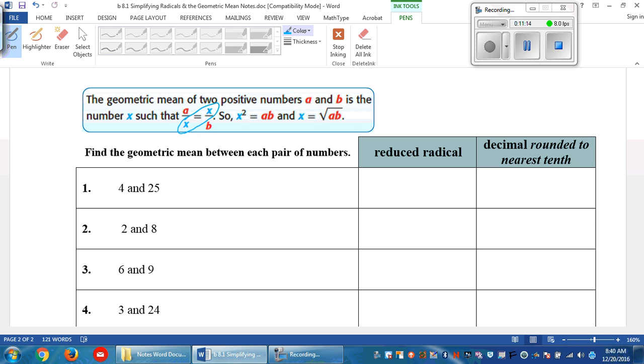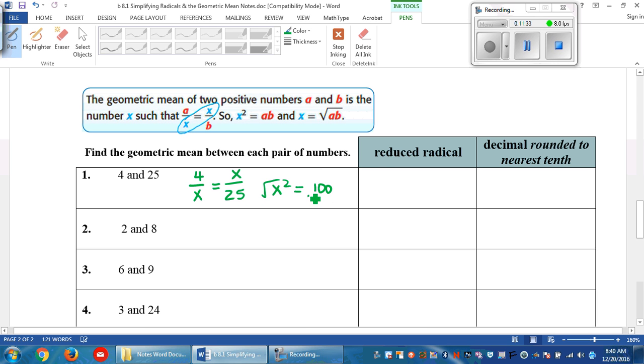So what do I mean? For example 1, you're going to set up, here's your numbers. So we get 4 over x equals x over 25. Cross multiply, you get x squared equals 100. Take the root of it. Your reduced radical form is 10. You don't have to get a decimal because there's no decimal answer for 10. Next one. You have 2 over x equals x over 8. Cross multiply. X squared equals 16. Square root it. Answer is 4.